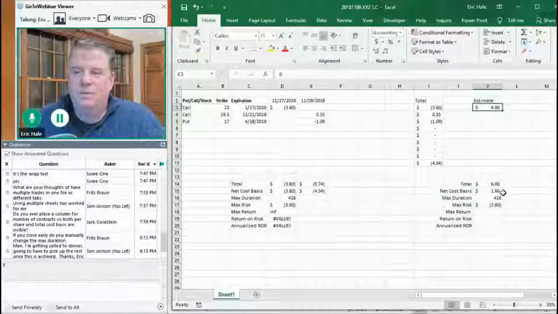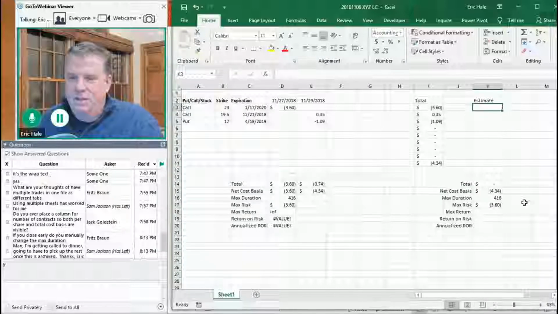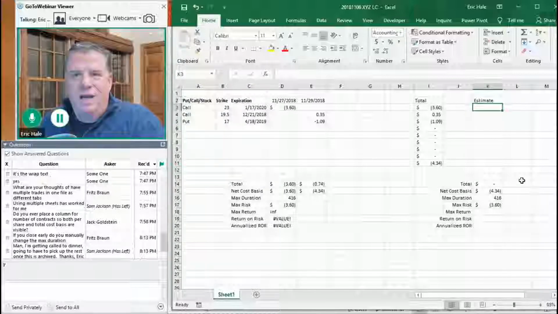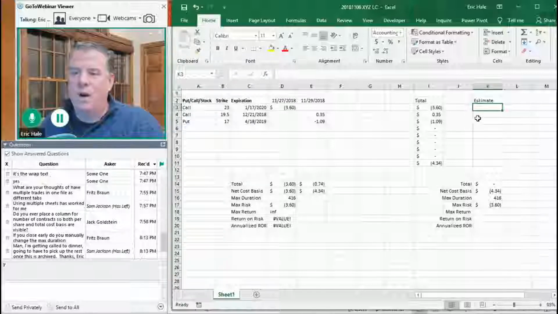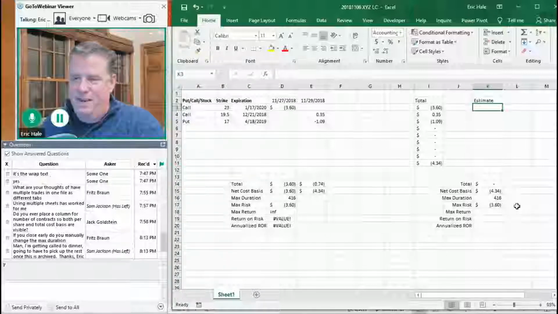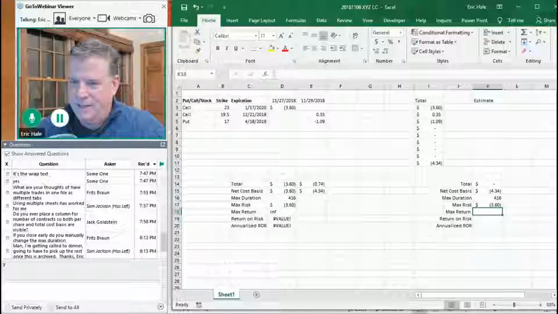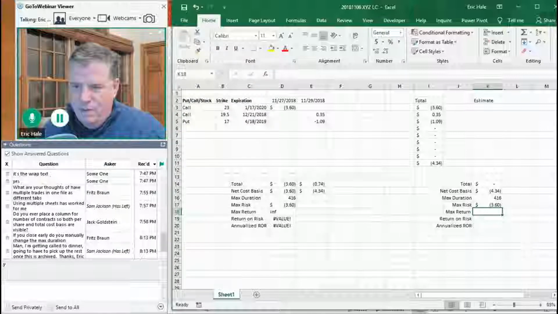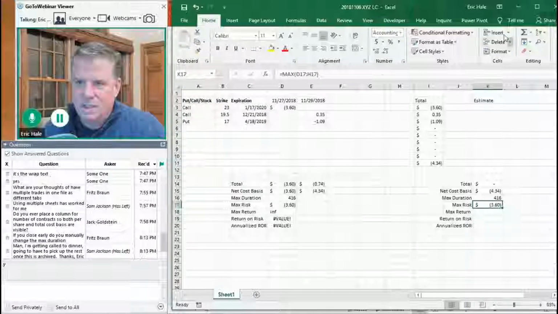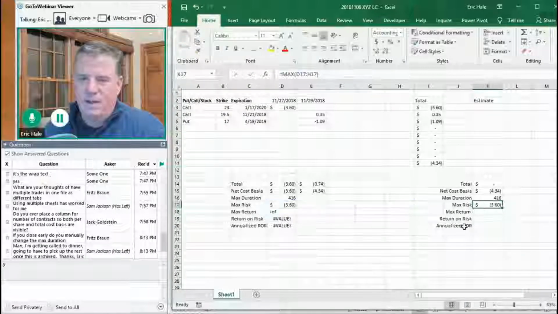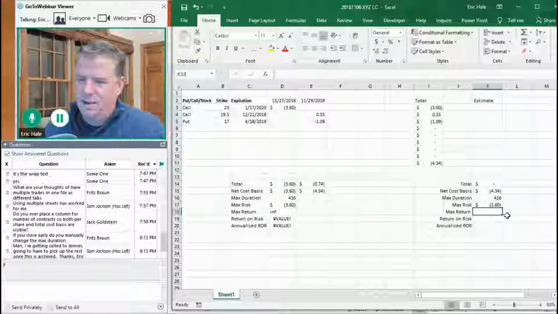So if I want to try and figure out what my targets are to get to where I need to be, so the return on risk... why don't we have maximum risk? Because we don't have it all calculated yet. We will get there. Okay.